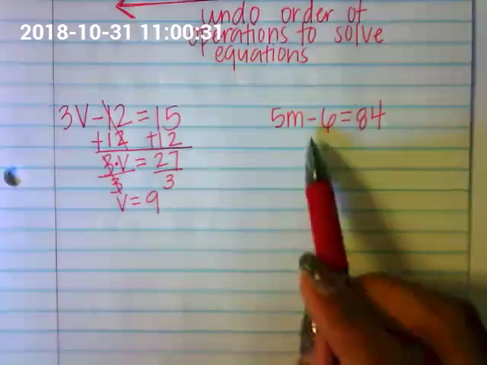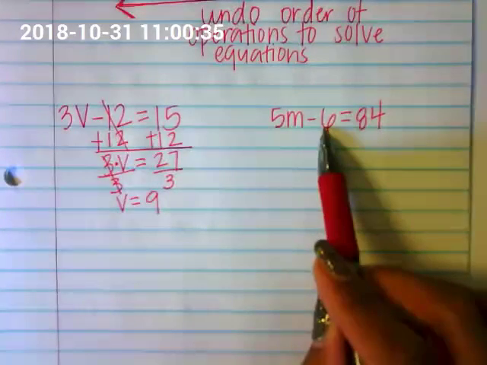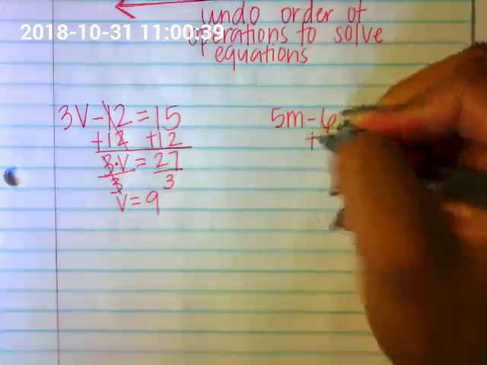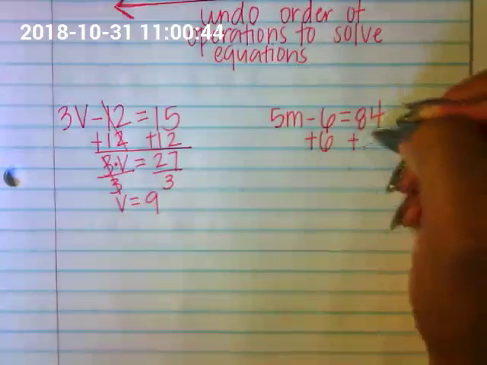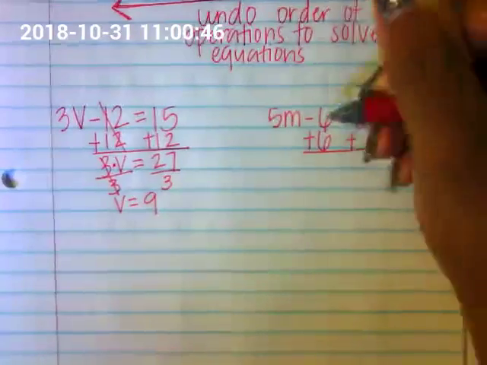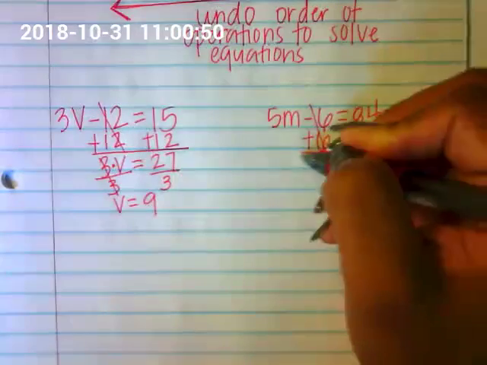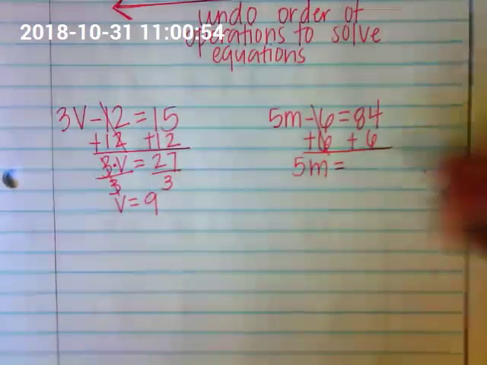All right, what am I undoing first here? The subtracting of 6. And to undo subtraction, we need to add. So we're going to add 6 to both sides of the equal sign. So negative 6 plus 6 makes 0. I can cross that out. I'm left with 5m is equal to, what's 84 plus 6?